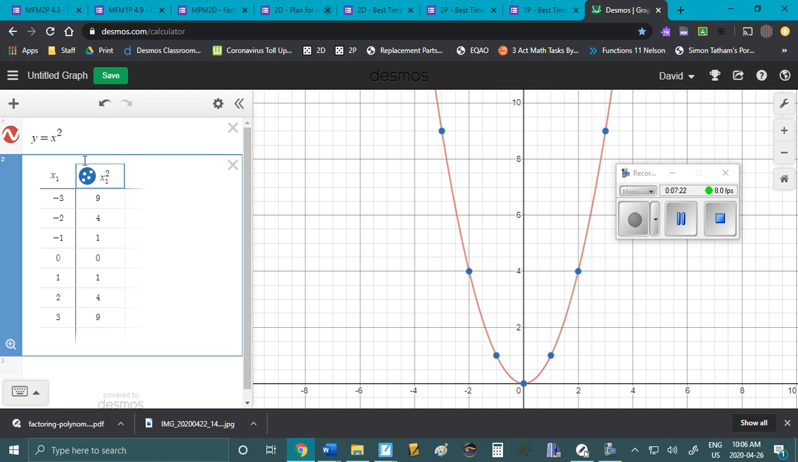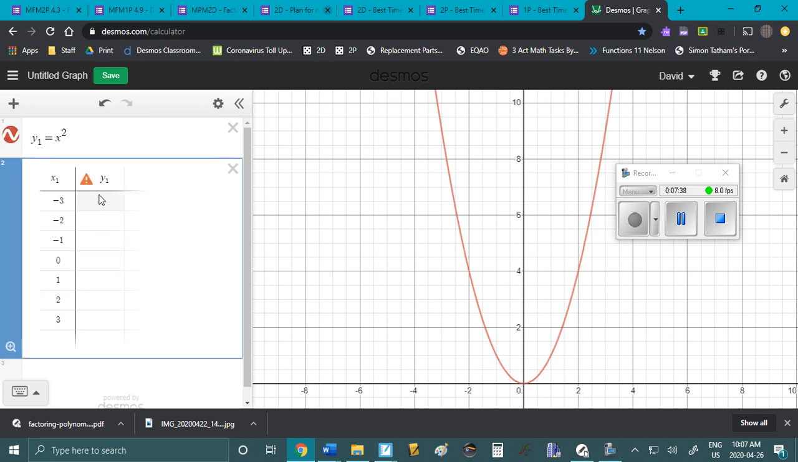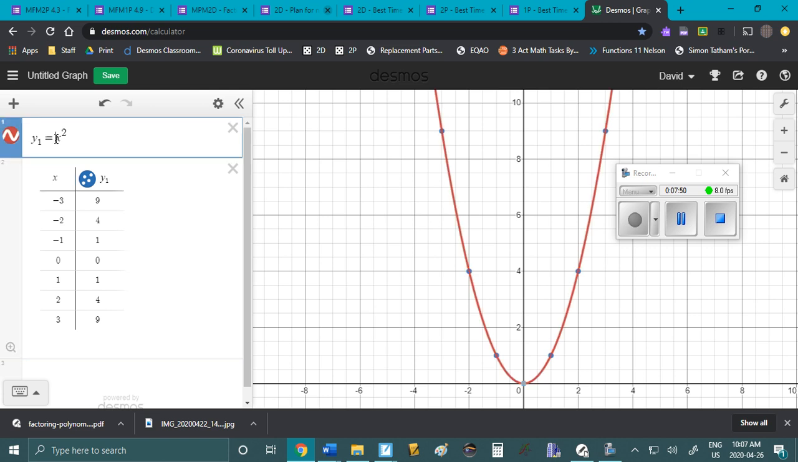But there might be a better way to do this. Because what I'm trying to do is make it so that you can use this same table every single time. So what if instead I say that this is y1, and I say y1 equals x1 squared. So y1, what if I just make this x? Okay, so this should work for everything.